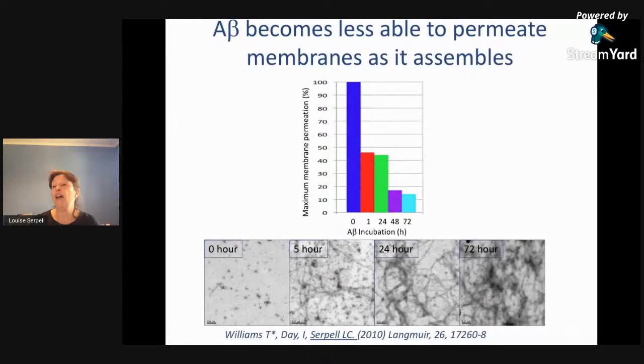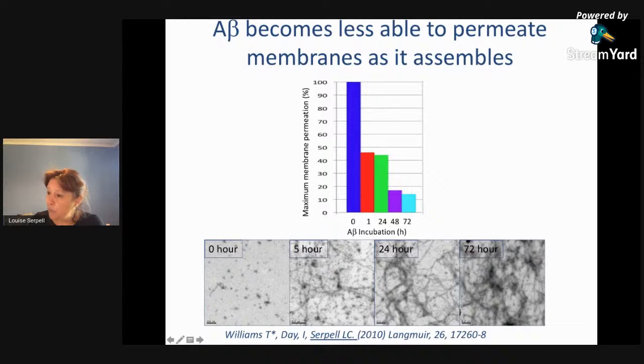And then we can have a look and see which part of the assembly process is most important for causing this membrane permeation. So we incubate the amyloid-beta for different lengths of time. So here we've shown 1 hour, 5 hours, 24 hours, and 72 hours. And what you see is that we get these little oligomeric species early on, and then we start to see some fibrils and some protofibrils. Finally, we start to see these fibrils, and at 72 hours, we see lots and lots of fibrils.